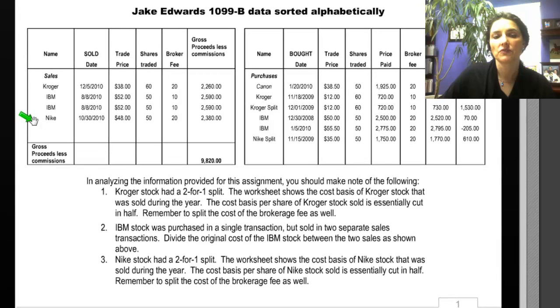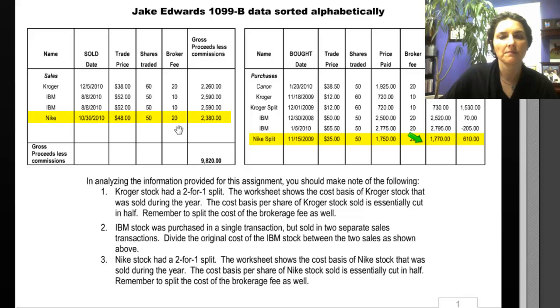Nike also had a 2-for-1 split, and the worksheet shows the cost basis of Nike's shares that was sold during the year. So here's how we're calculating the cost in the Nike share. We have the purchase price of $35 a share. The shares traded $50. The price paid is $17.50, and the broker fee at that time was $20. We essentially have a cost basis in those shares of $17.70, and we're going to subtract that from the sales proceeds of $23.80, and that gives us a gain of $6.10.